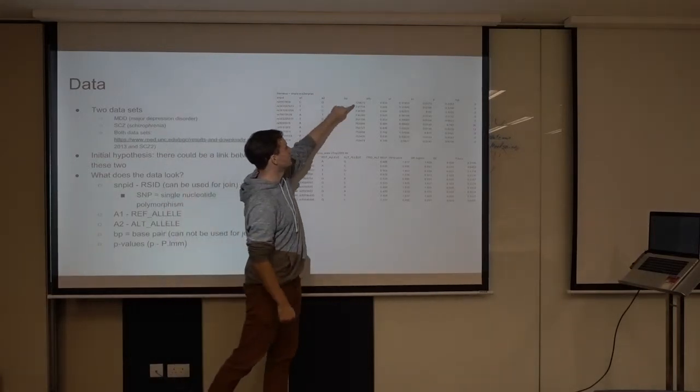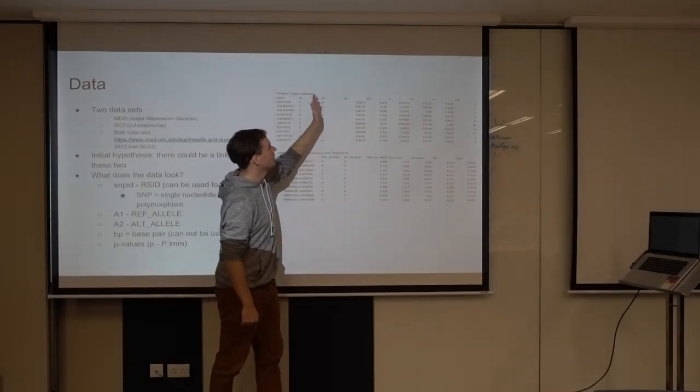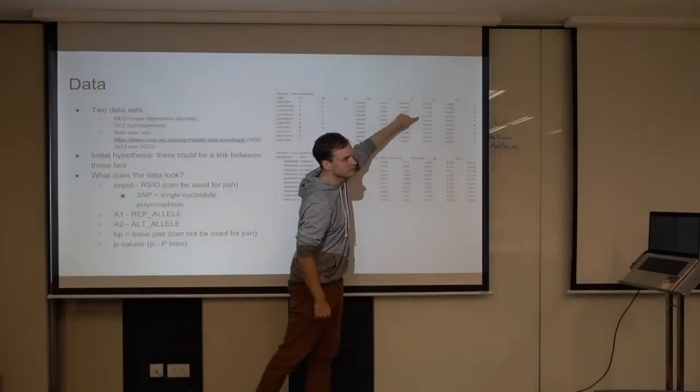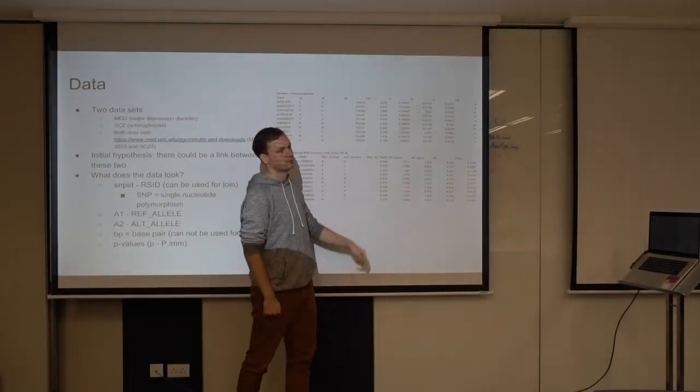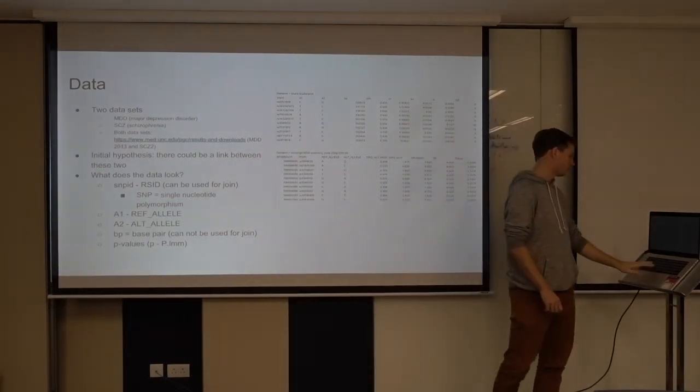And then we have some coordinates in the human genome, and a bunch of other information which is not necessary. But the most important thing is that we have the p-value associated with schizophrenia and depression. Yeah, that's the overall data.